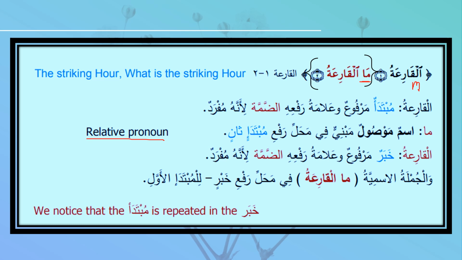So here the ma is ism mawsul, it's mabni, and it's in the position of mubtada thani. Then al-qari'atu is khabar marfu'an wa alamatu raf'ihi dhamma li'annahu mufrad. So al-qari'a is the khabar for the mubtada thani. And now the jumla ismiya mal qari'a, the whole jumla is coming as a khabar, information for the first mubtada. Fi mahall raf khabar lil mubtada awwal. It's similar to the one that we did before.